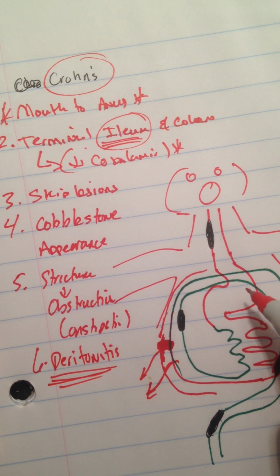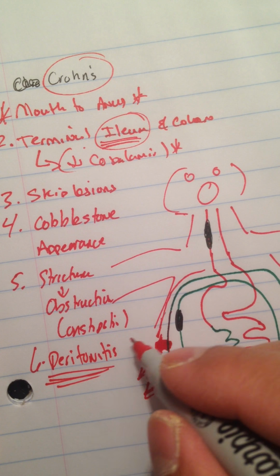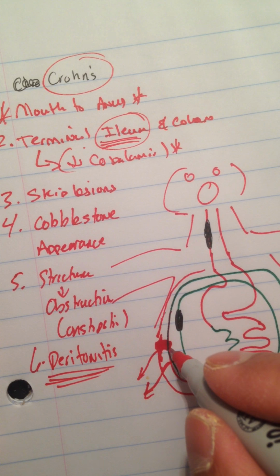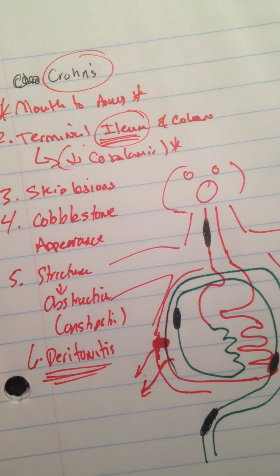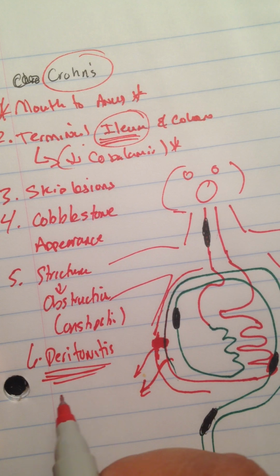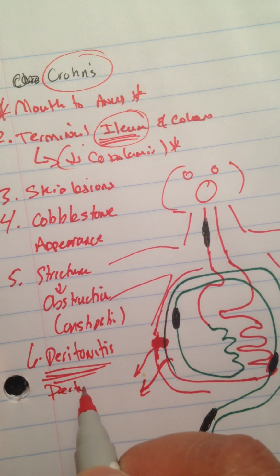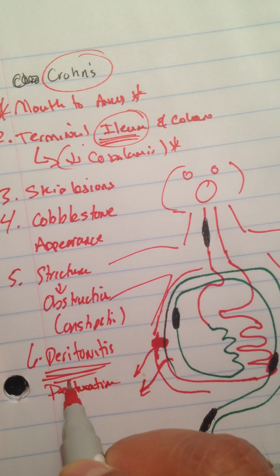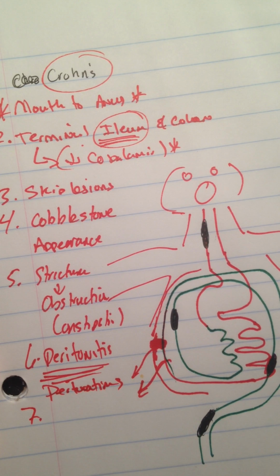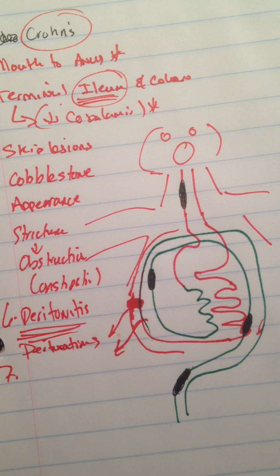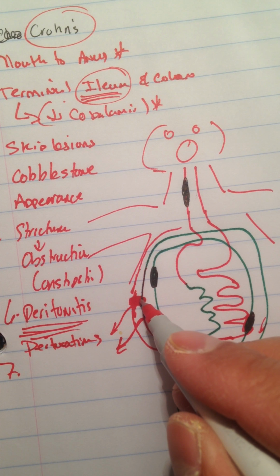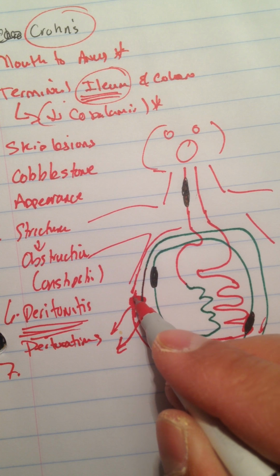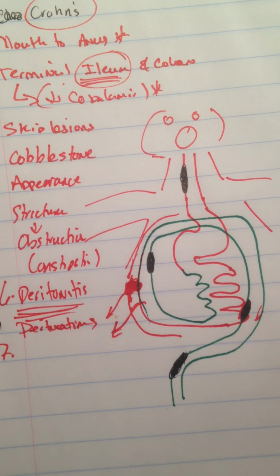Okay, now again, this is different from ulcerative colitis, because in ulcerative colitis, you do not have all of the layers being affected. So again, this is due to perforations. Now again here, we saw how some of these, this inflammation can lead to destruction of the bowel.